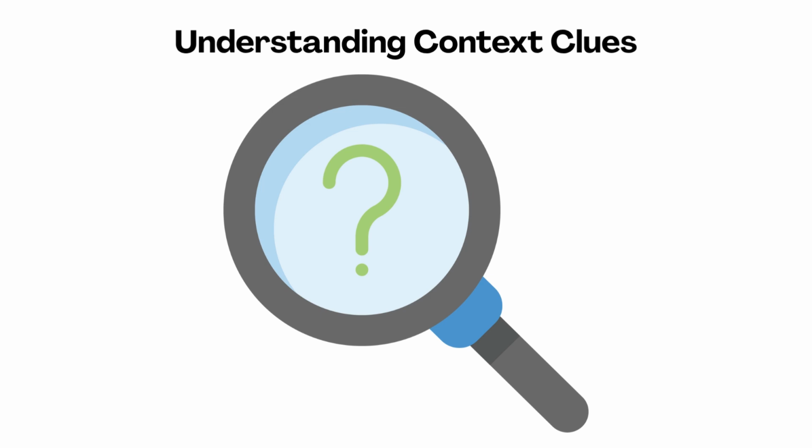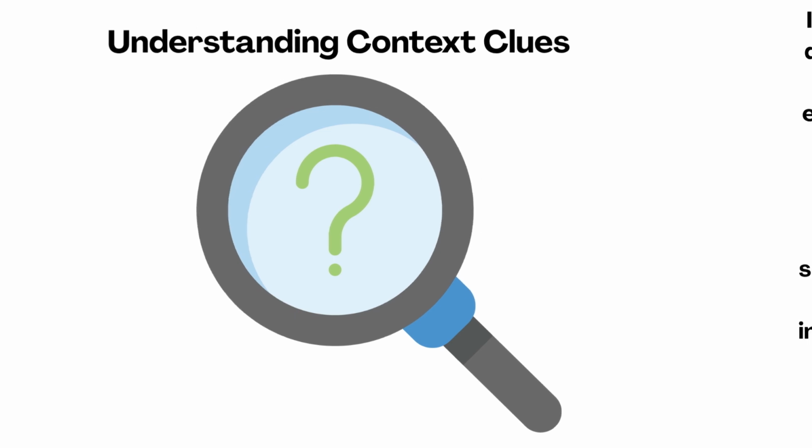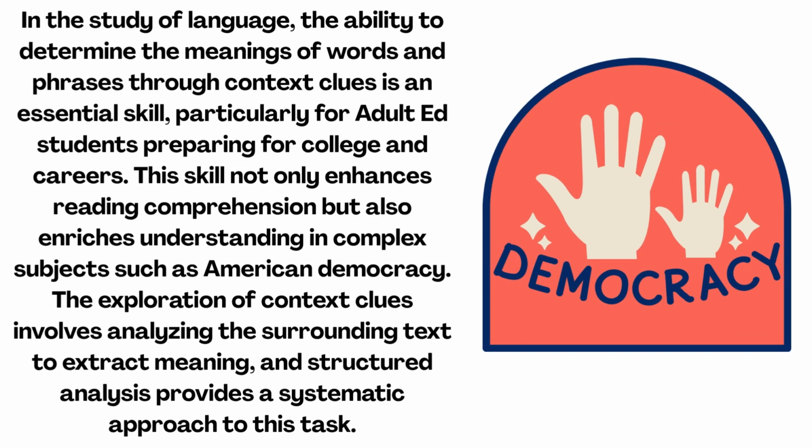Understanding context clues. In the study of language, the ability to determine the meanings of words and phrases through context clues is an essential skill, particularly for adult ed students preparing for college and careers. This skill not only enhances reading comprehension but also enriches understanding in complex subjects such as American democracy. The exploration of context clues involves analyzing the surrounding text to extract meaning, and structured analysis provides a systematic approach to this task.